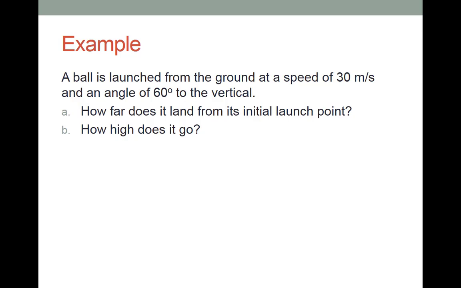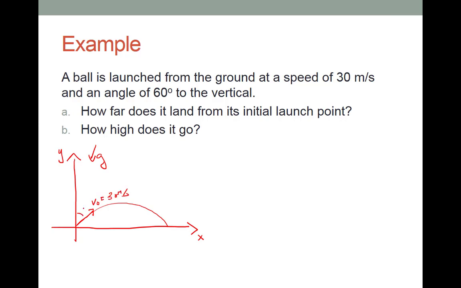So here we have a ball launched from the ground at a speed of 30 meters per second and an angle of 60 degrees with respect to the vertical. So let's begin by drawing our picture. Standard XY coordinate system with positive X to the right, positive Y vertically. Gravity points downward, and the projectile is going to launch and come back down to the ground. And we're told that the initial velocity, V naught, is 30 meters per second at an angle of 60 degrees to the vertical.